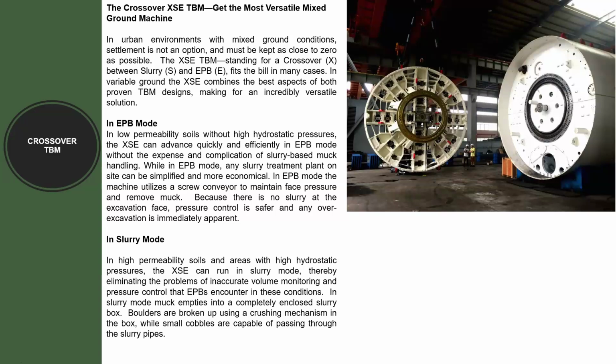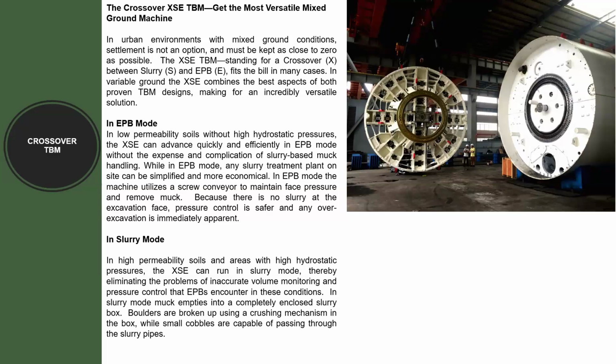If you have a stretch of very high permeability as well as a high water ingress ground, you can work as a slurry TBM. If you have a very low permeability ground, a very low seepage condition, a ground where the ground stiffness is very high, it can work as an EPB machine also.